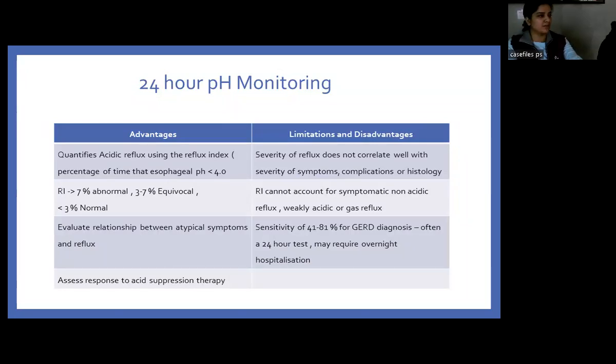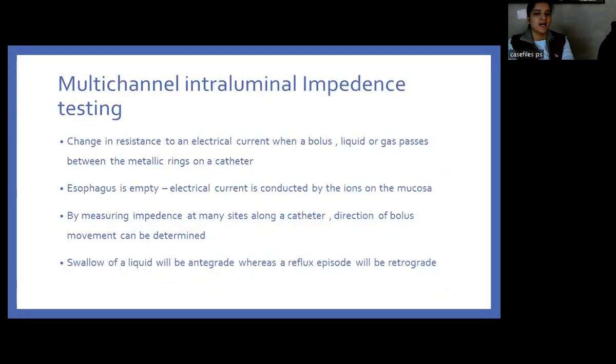However, the patient may be having symptoms due to the non-acidic reflux also, which we are unable to get from this study. Also, the sensitivity to diagnose GERD is 41 to 81%, and 24-hour pH testing is required, and sometimes for this, overnight hospitalization may be required. Tracing I'll be discussing in the next 2 slides.